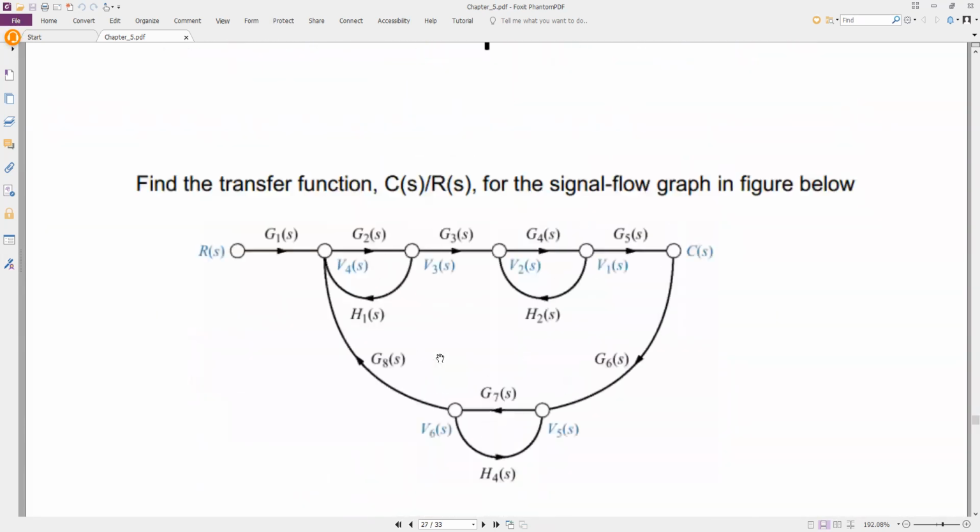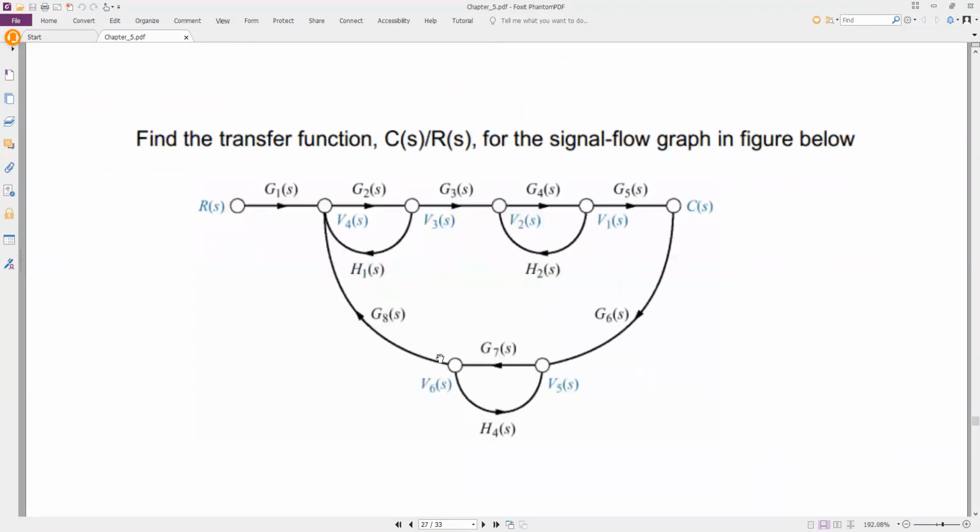Okay, an example is given here. Find the transfer function C(s)/R(s) for the signal flow graph in the figure below. So a signal flow graph is given and you have to find the transfer function, which is C(s)/R(s). First, you have to find the forward path. The forward path is G1, G2, G3, G4, and G5. This is the forward path. How many forward paths are there? Only one forward path.